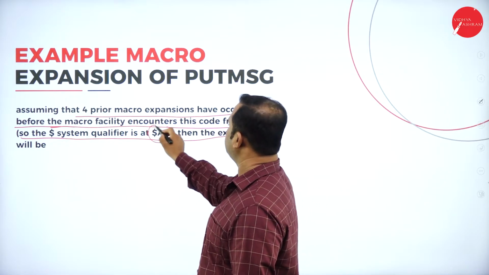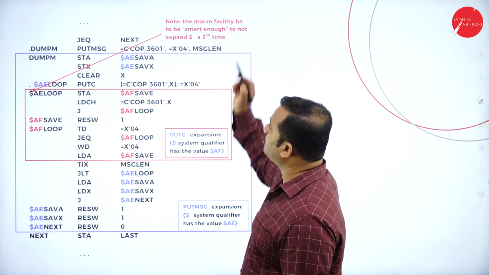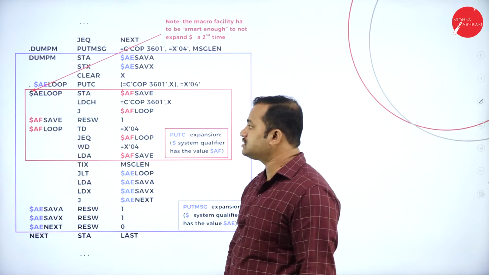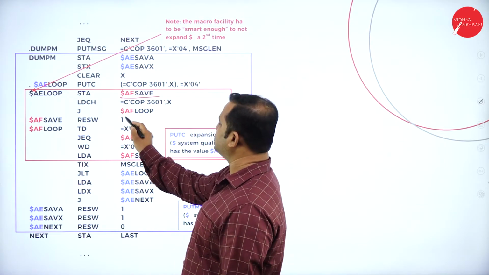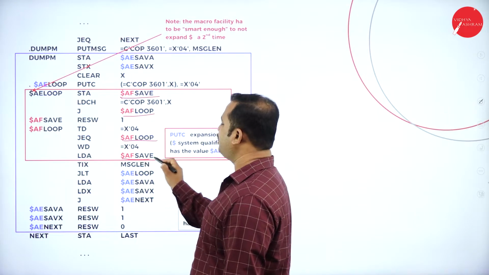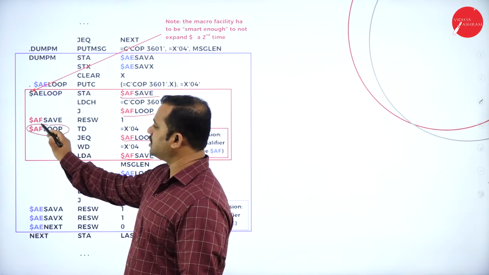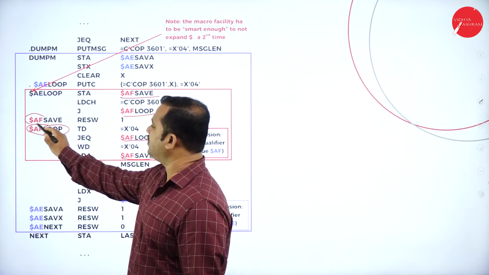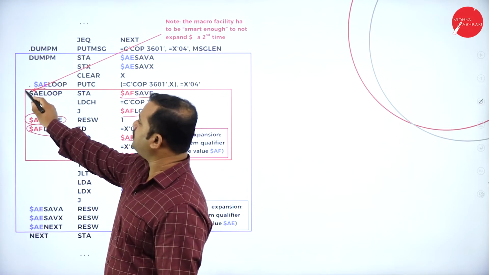This is $AE. Then the expansion will be like this. So if you look at this, you will clearly understand how it is going to use that. $AF save, $AF loop, $AF loop, $AF save. Where is that AF loop here? It is here. Where is that AF save? It is here. Where is that AE loop here?